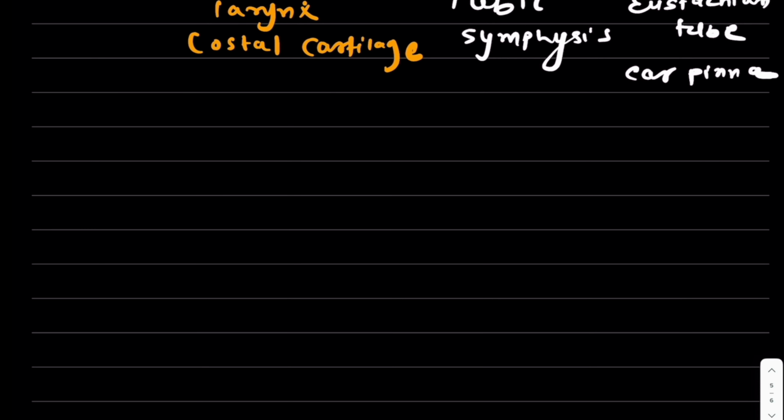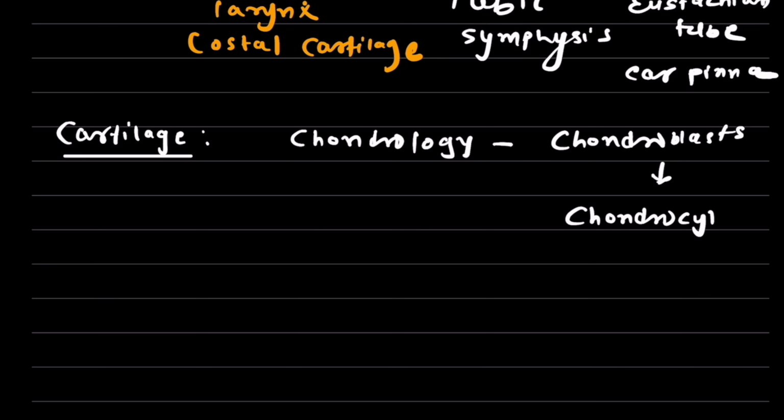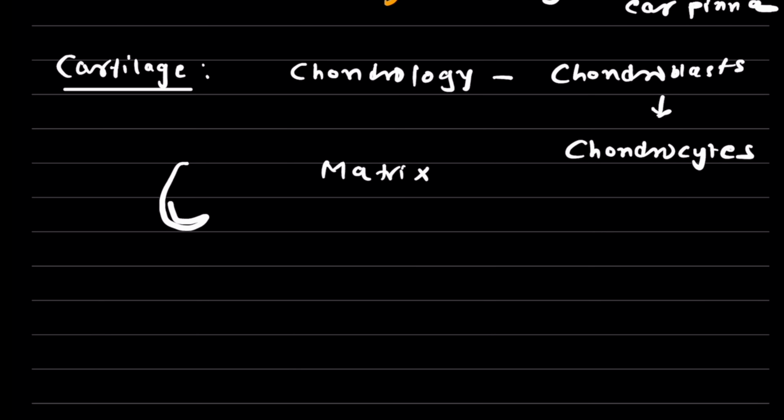First let's talk about what cartilage is. The word we use for cartilage is chondro. Chondro always indicates cartilage. Chondrology is the study of cartilage. The young cells are called chondroblasts and mature cells are called chondrocytes. Both secrete matrix. Cells may occur singly or in clusters, surrounded by a space called lacuna.